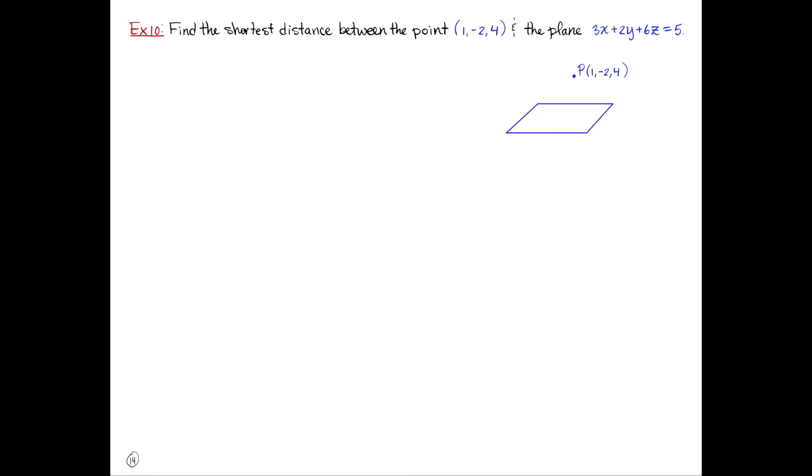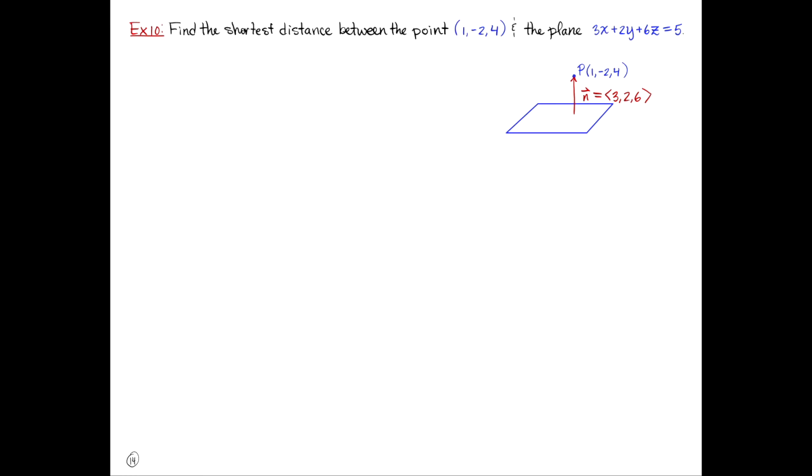In our last example, let's find the shortest distance between the point 1, -2, 4, and the plane 3x plus 2y plus 6z equal to 5. And I'm going to show you two different ways to do this. So in the first way, notice that the shortest distance between the point and the plane is going to be a line that is orthogonal to the plane. We also know that the line orthogonal to the plane is the same as the normal vector of the plane. So let's use our normal vector, which is 3, 2, 6.